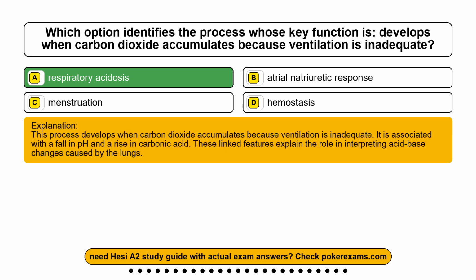This process develops when carbon dioxide accumulates because ventilation is inadequate. It is associated with a fall in pH and a rise in carbonic acid. These linked features explain the role in interpreting acid-base changes caused by the lungs.